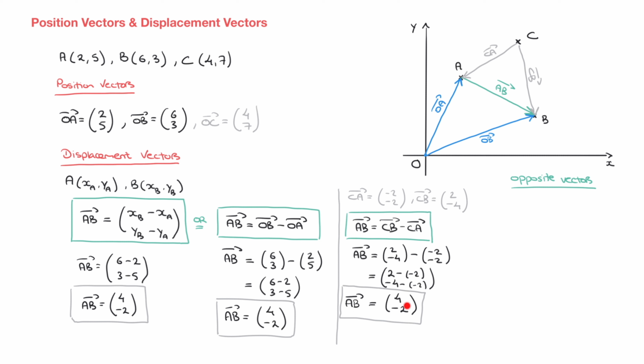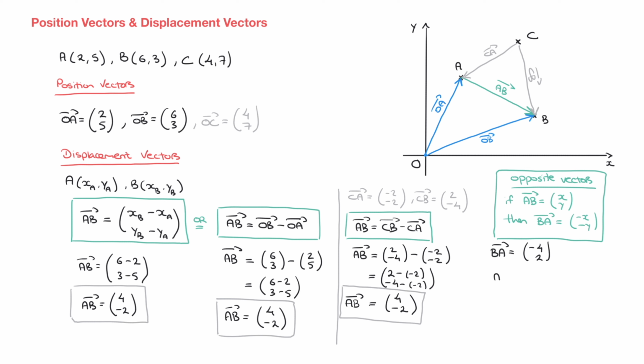Consequently, its components are the opposites of the ones we see here. More generally, though, we can say that if a displacement vector AB is equal to x, y, then its opposite, the vector BA, will have components negative x, negative y. And I'll go ahead and box that. That's quite important, so you do want to make a note of that. And so using the displacement vector AB we have here with components 4, negative 2, we can state without further proof that BA is equal to negative 4, 2.